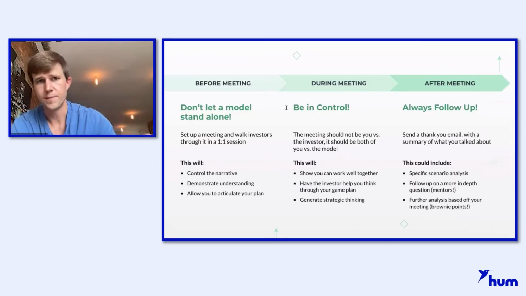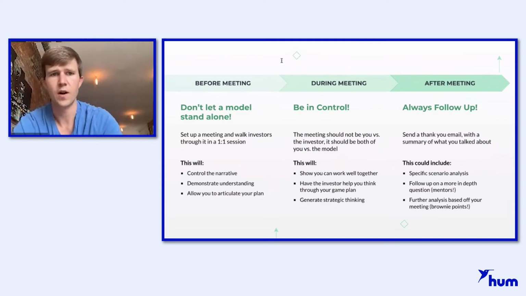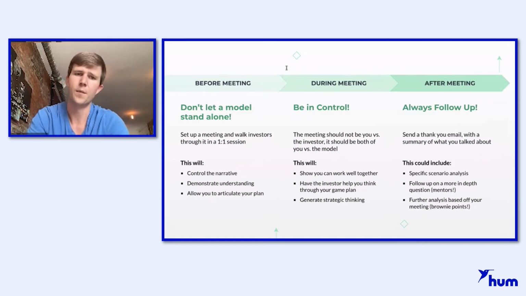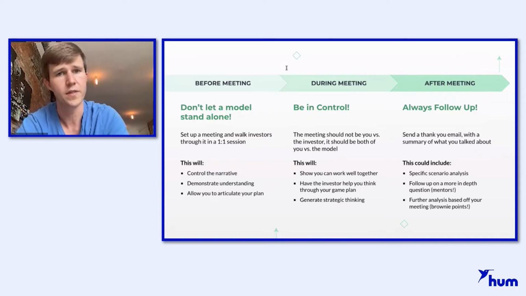But that's that first meeting. Now I want to talk about how to execute on that next meeting. And to be very clear, this is the meeting with the agenda specifically set to go through your financial model. And we recommend setting aside at least an hour to go through everything here.